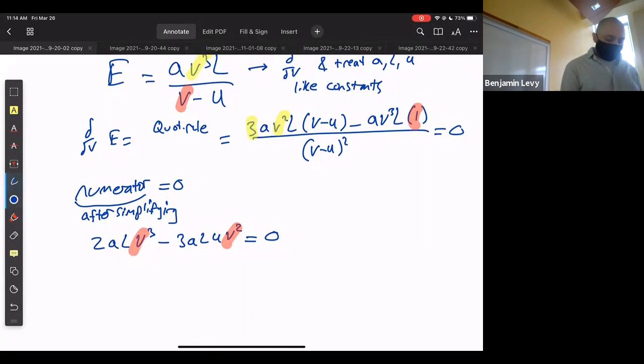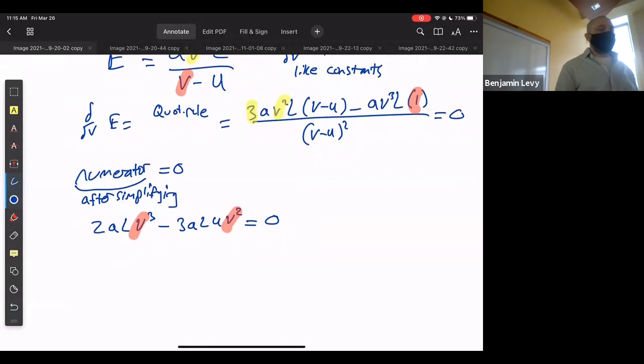So these two things are being subtracted, so we can't combine them because they're not like terms, right? This is a V cubed, this is a V squared. The thing I'm trying to point out is if we want to get V by itself, you can factor out a V squared.